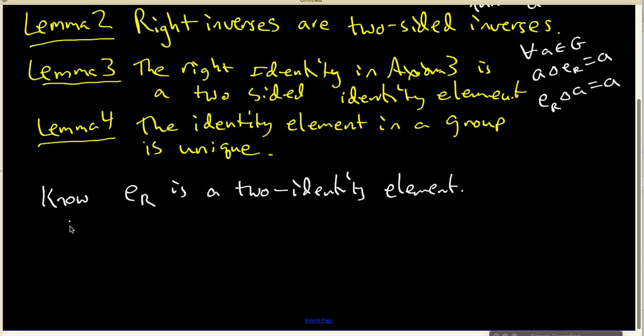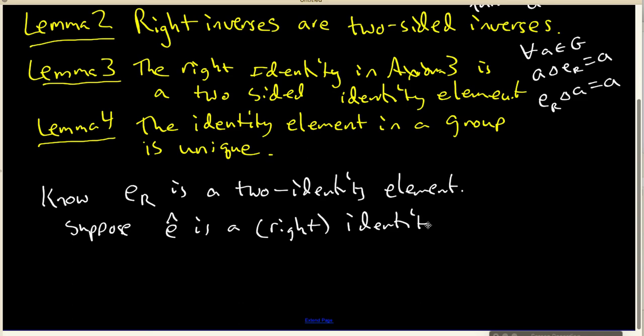Well, let's suppose something like E hat is also an identity element, and it doesn't really matter what kind we're going to suppose. I'm going to think of it as a right identity element, but it could be a left identity element, and the proof would run very much the same way. So we've got two of these things that are trying to be identity elements, and what we want to do is show that they are actually the same object.